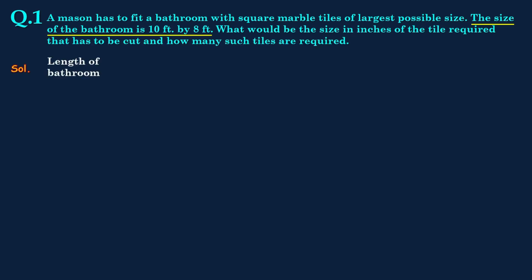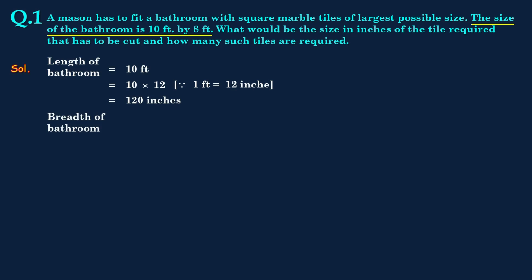So the size of the bathroom is given, 10 feet by 8 feet. Let us do this in the form of inches. So we know that 1 foot equals 12 inches. So 10 feet equals 10 into 12, that is 120 inches. Now the breadth of the bathroom is 8 feet, so that means 8 into 12, that is equal to 96 inches.